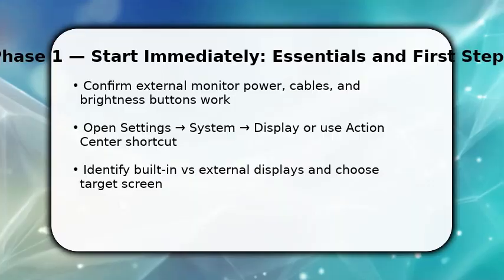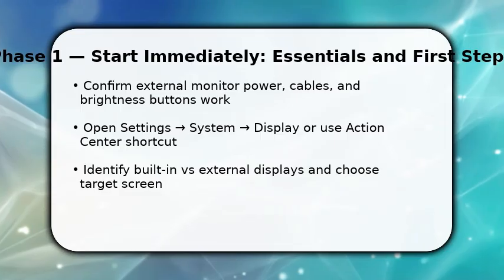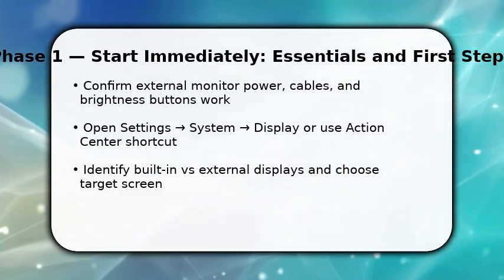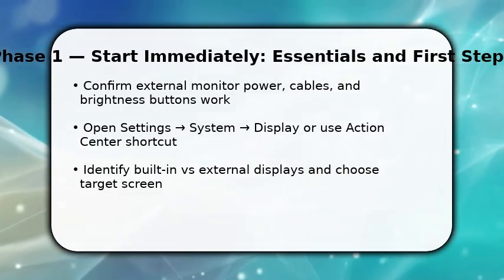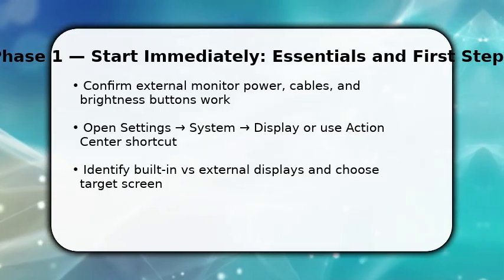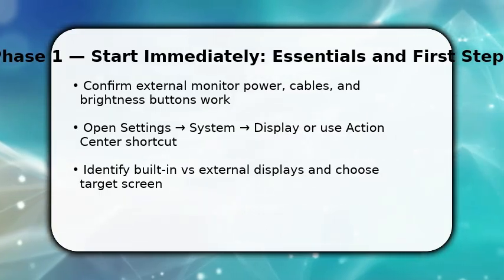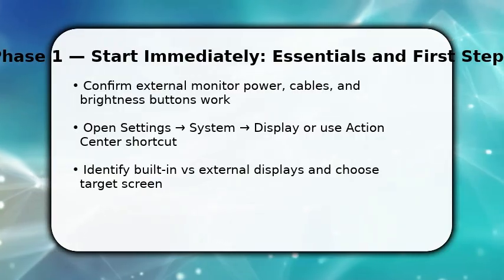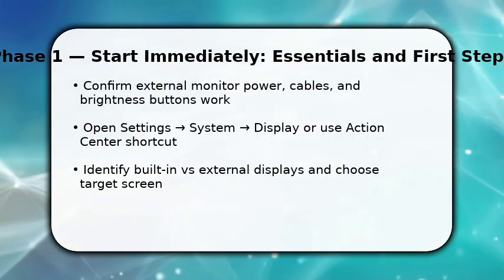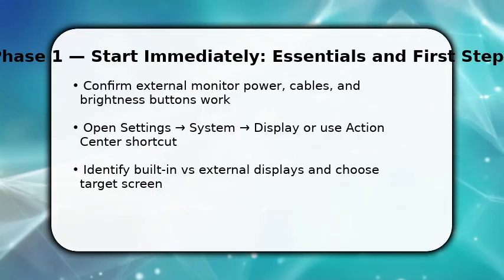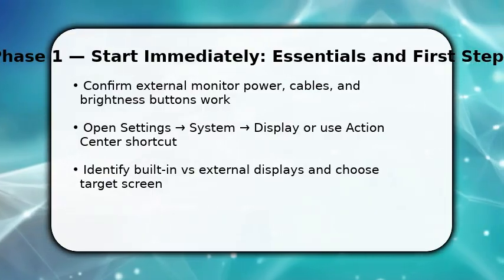Enjoy the video. You'll begin by confirming hardware and opening the display controls. Plug in or wake any external monitor and check its power. If buttons exist, test them briefly. Once done, open Settings, go to System then Display, or click the Action Center quick tile. This gets you right where brightness controls live.